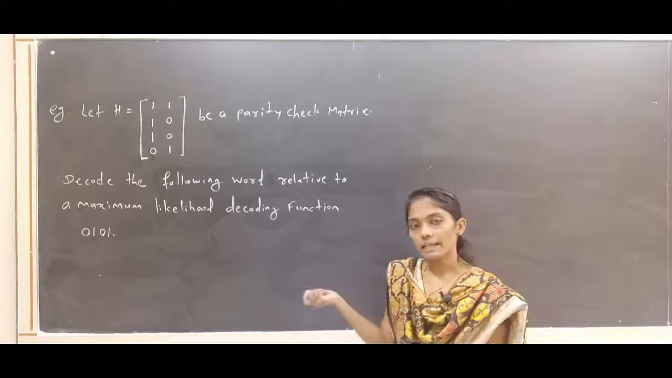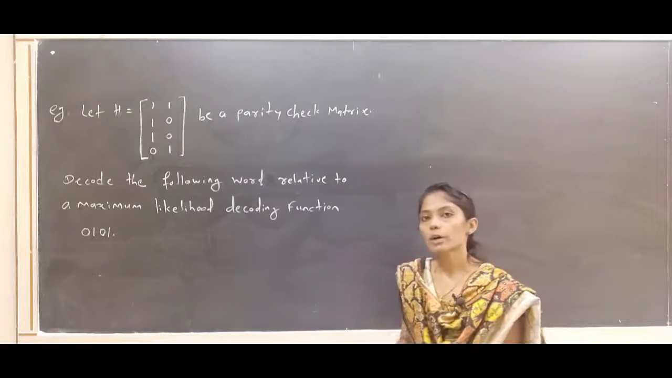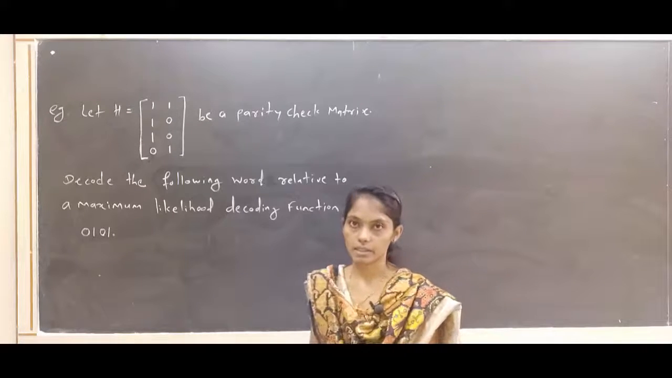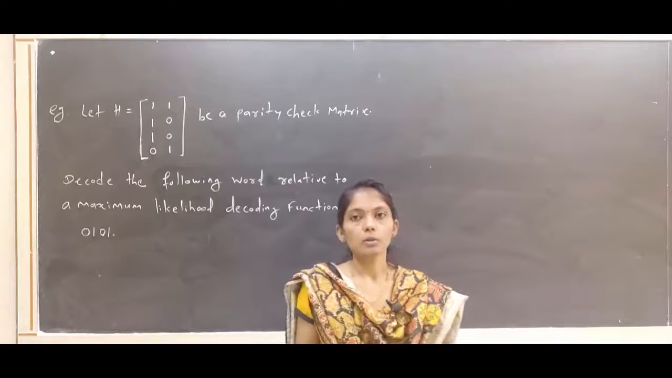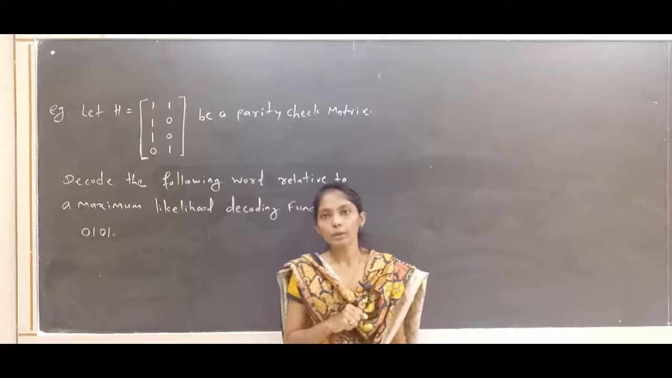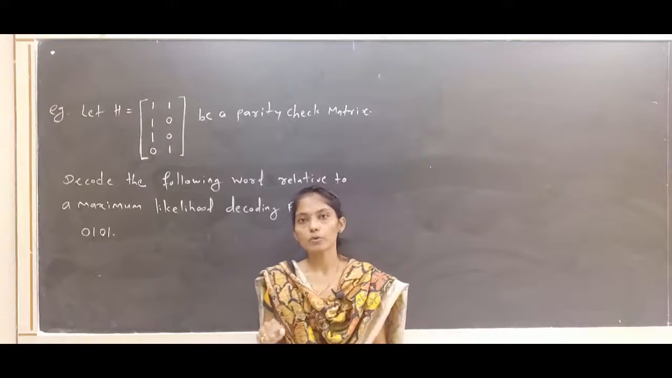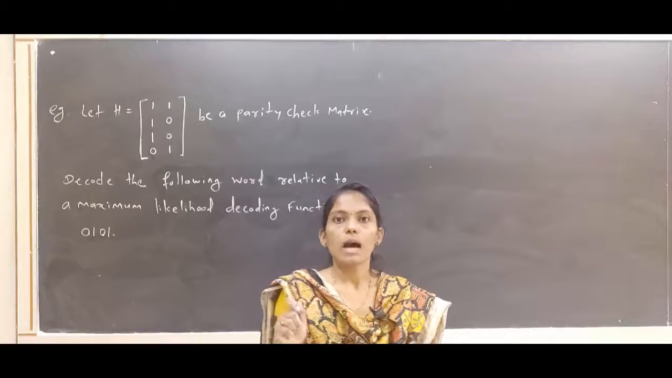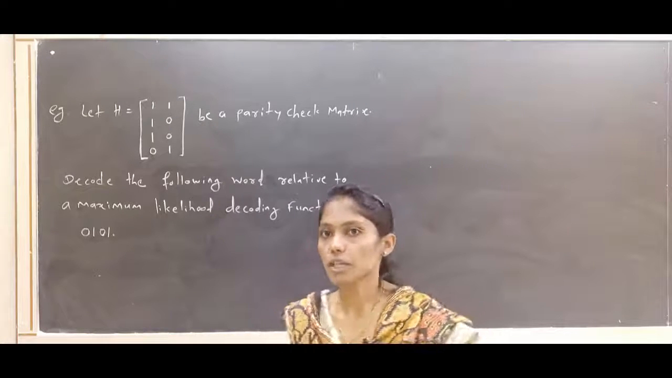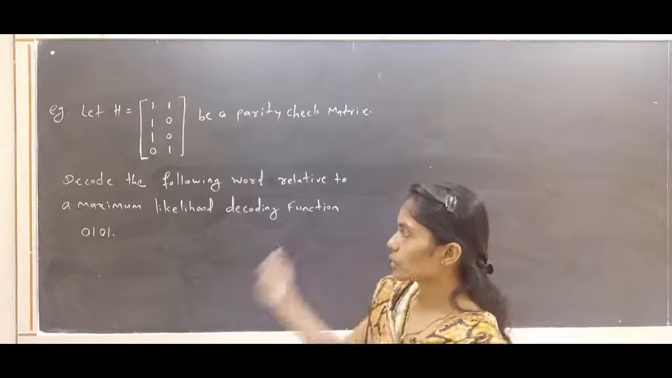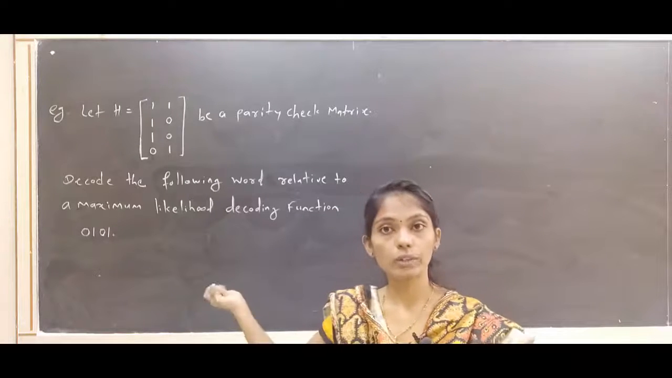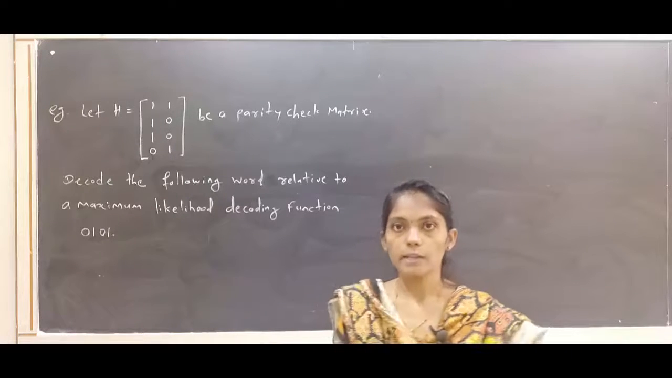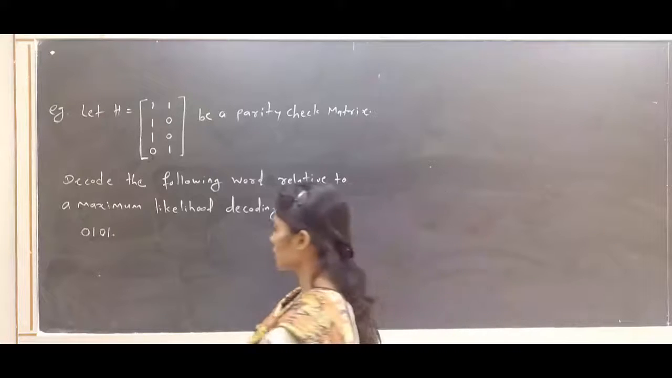Then after finding the decoding table, we want to find the coset leaders. Right. Now after finding the coset leaders, we want to find the syndrome table. Now after finding the syndrome table, we decode the word. Okay, so we start the solution here.